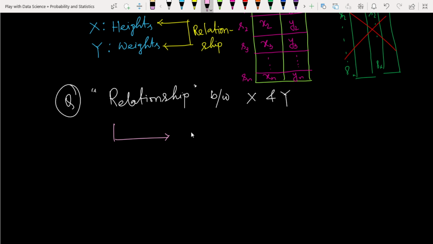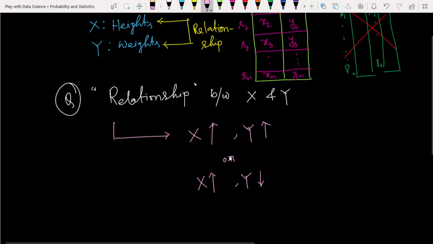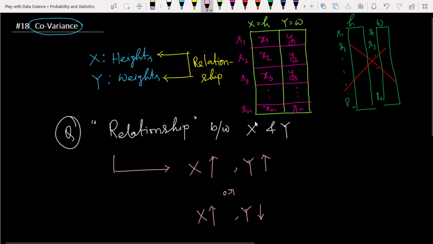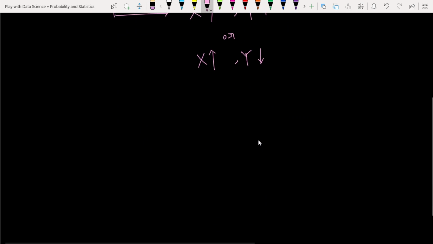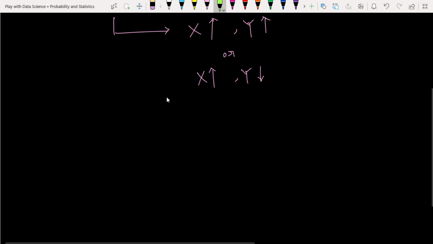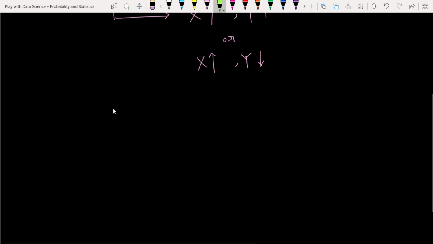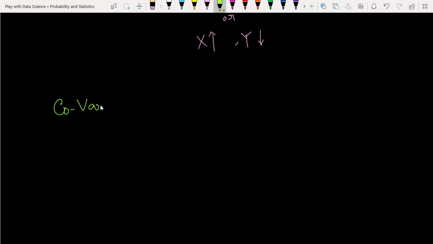Now there may occur two types of answers. It may be that if x increases, then y increases, or there may occur that if x increases, y decreases. So there are only two possibilities, and either may occur. Let's see how we will find this relationship from this data set. To get the answer to such questions, first the covariance concept comes into the picture.